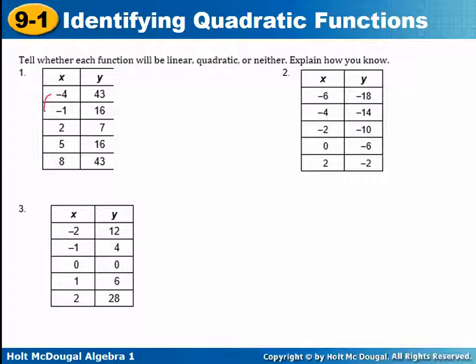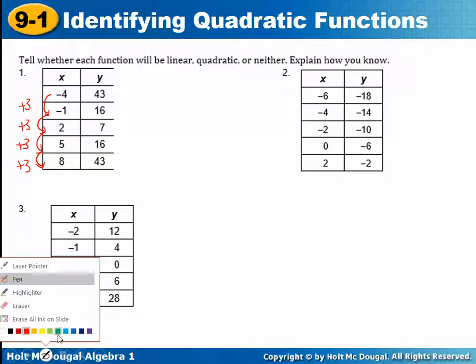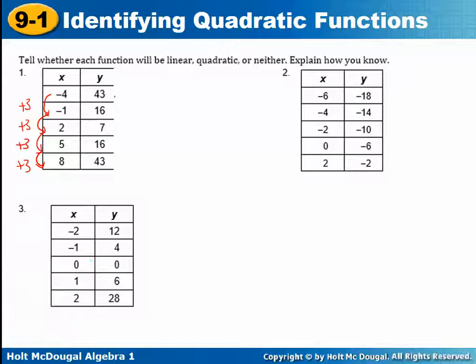From -4 to -1, we would add 3 to do that. From -1 to 2, we would also add 3. To get from 2 to 5, we would also add 3. And to get from 5 to 8, we would add 3. So the x differences are constant, so that's good. Let's look at the first differences for the y values.